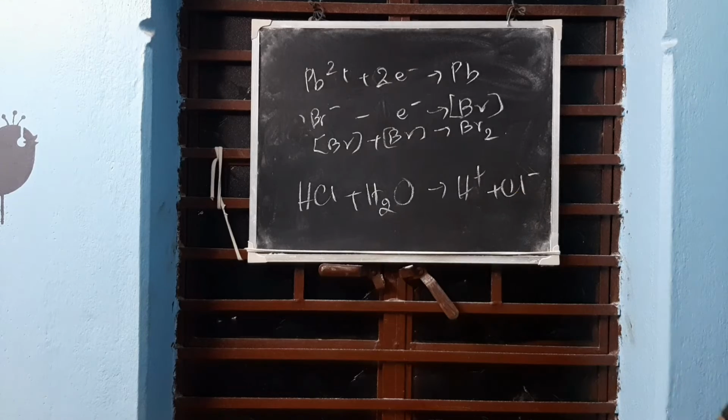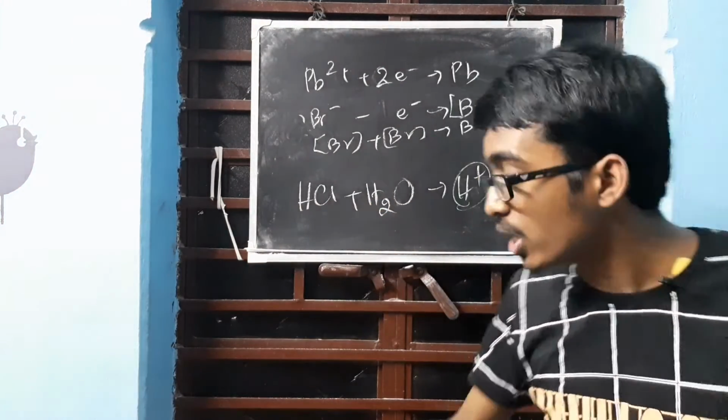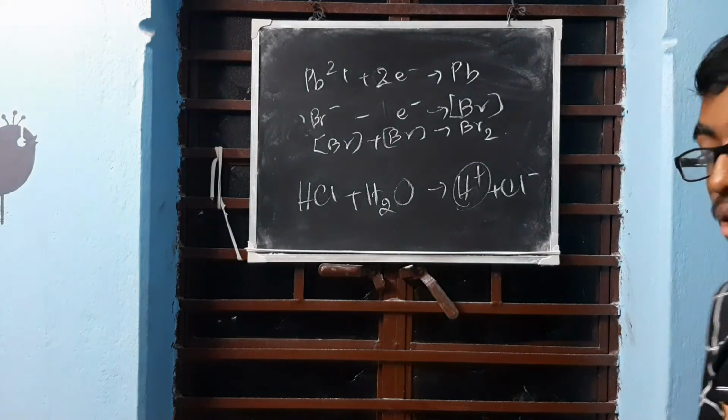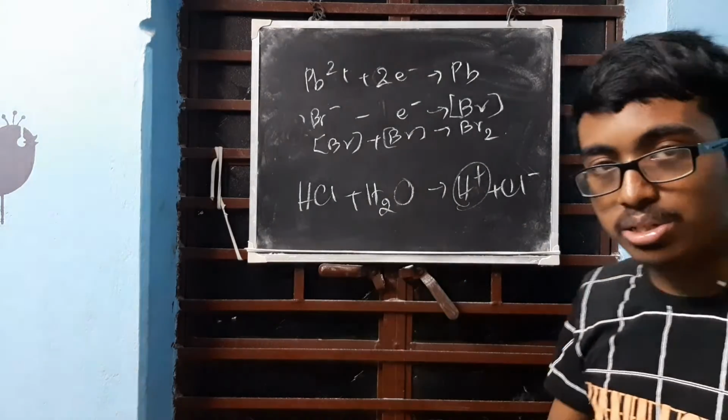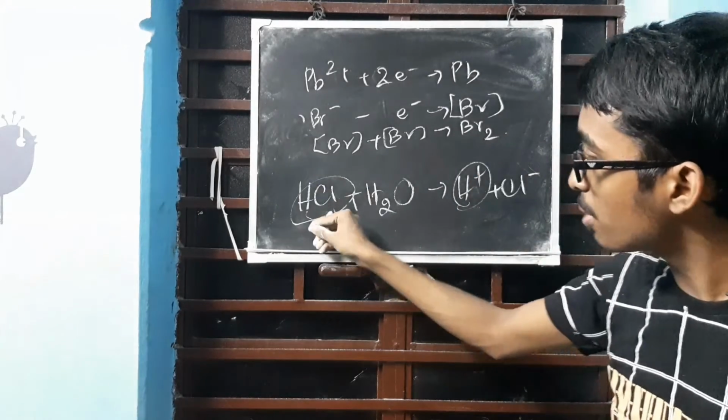No, this is H3O+, but we are writing H+. So where does this come from? Does it come from dissociation? No, it is ionization. That is converting. Initially there are no ions present, but now there are ions present.